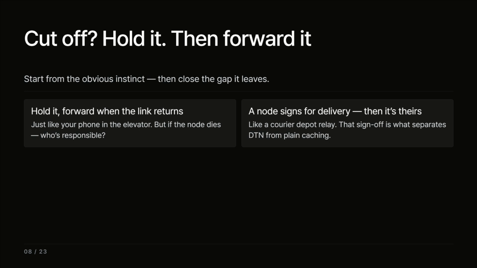A useful analogy is a parcel delivery system. Once the next depot signs for a package, responsibility moves to that depot. That transfer of responsibility is what distinguishes DTN from simple caching. The data is not merely stored, but more actively managed and forwarded through the network.